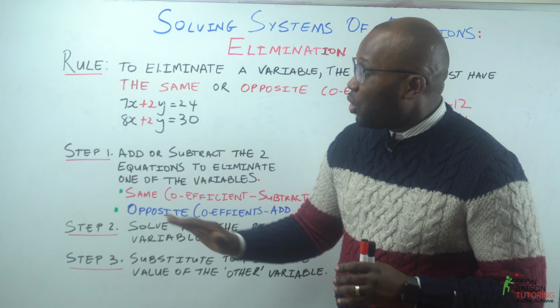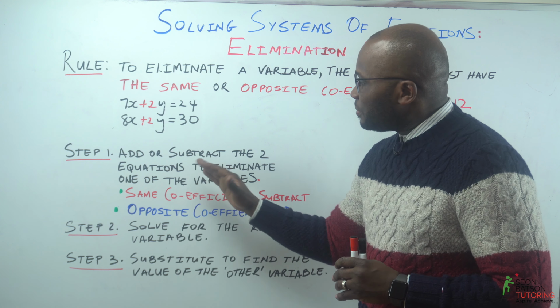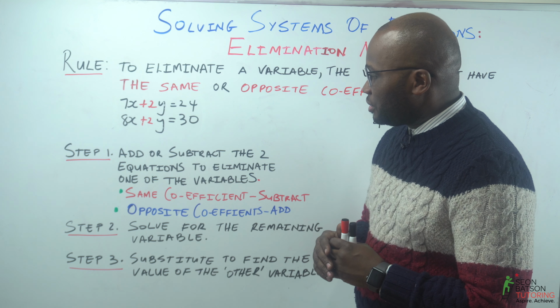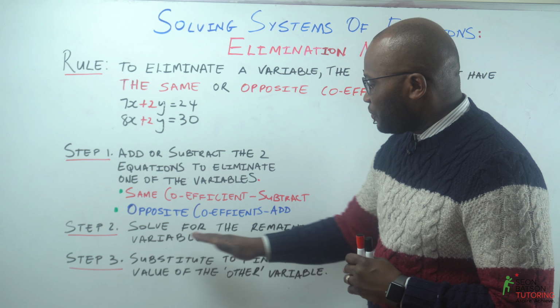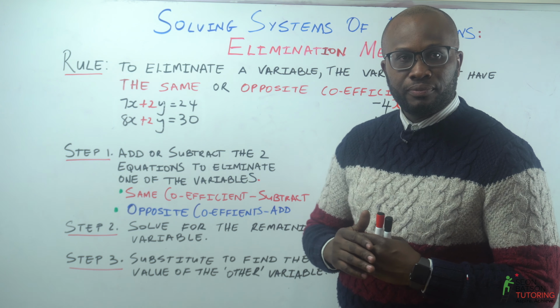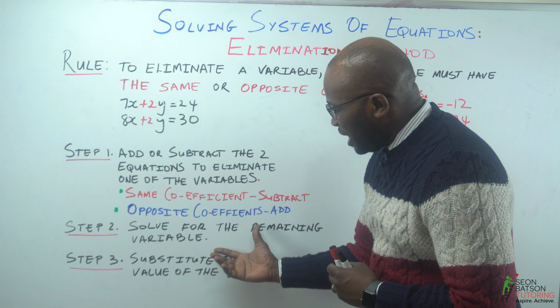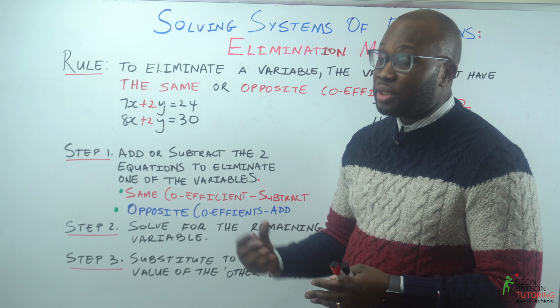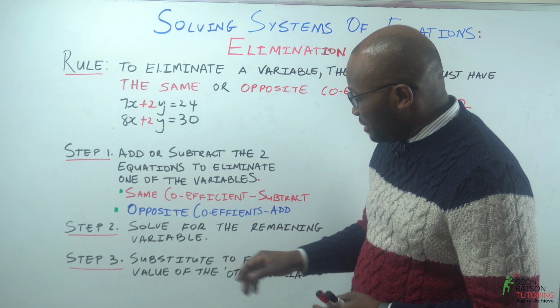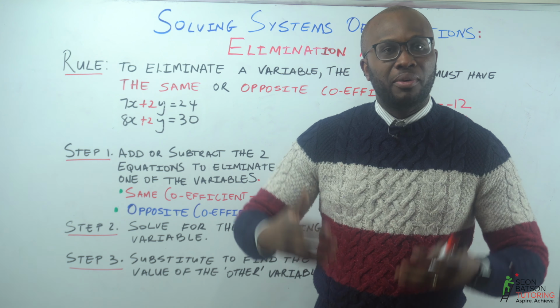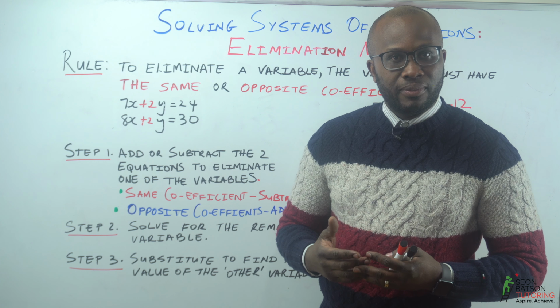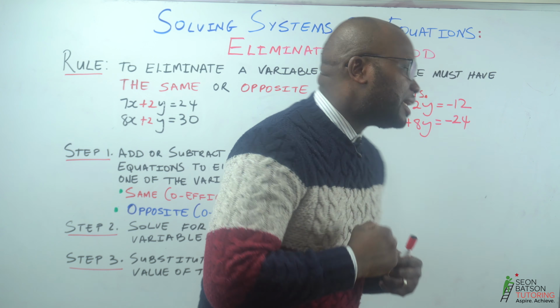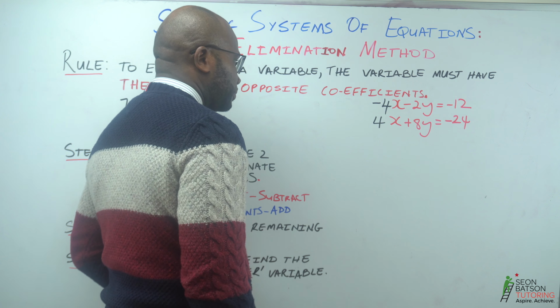Yes? Now, when we are finished adding or subtracting the 2 equations, we will solve for the remaining variable. Once we have the value of the remaining variable, we will substitute that value into one of the equations to find the value of the other variable in the system. So far, so good. Now, let's go to our first example here.